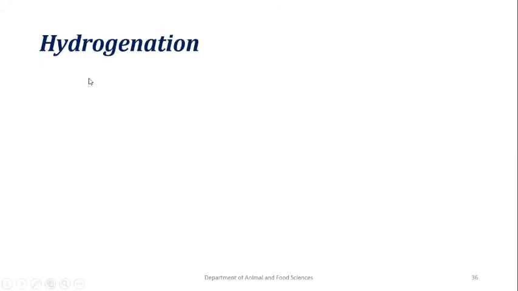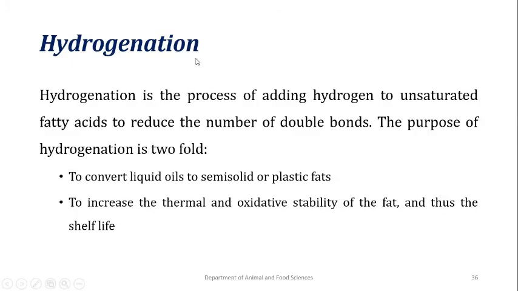Hydrogenation is a process of conversion of one kind of fat to another form. It is a very basic process. It means addition of hydrogen to unsaturated fatty acids to reduce the number of double bonds. The purpose of hydrogenation is twofold. One is to convert liquid oils to semi-solid or solid, and to increase the thermal and oxidative stability of the fat and thus the shelf life. To convert unsaturated fat to saturated fat, we do this process, hydrogenation.